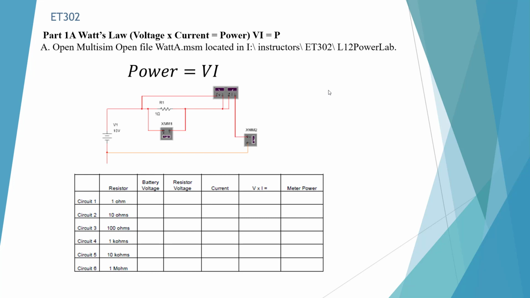So our battery voltage is going to be 10 volts. Our resistor voltage is 10 volts. Since we only have one resistor, it's going to use up all the voltage. Our current is going to be 10 volts divided by 1 ohm, which is 10 amps. And we have voltage times current, so we have 10 times 10, which is going to be 100 watts. And we're going to confirm that in Multisim with our meter.